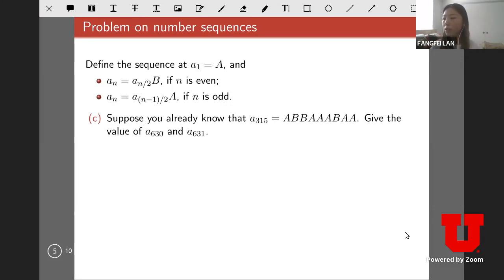So suppose we already know A315 is this long string. Give us the value of A630 and A631. So we're going to do the same exact thing as before.